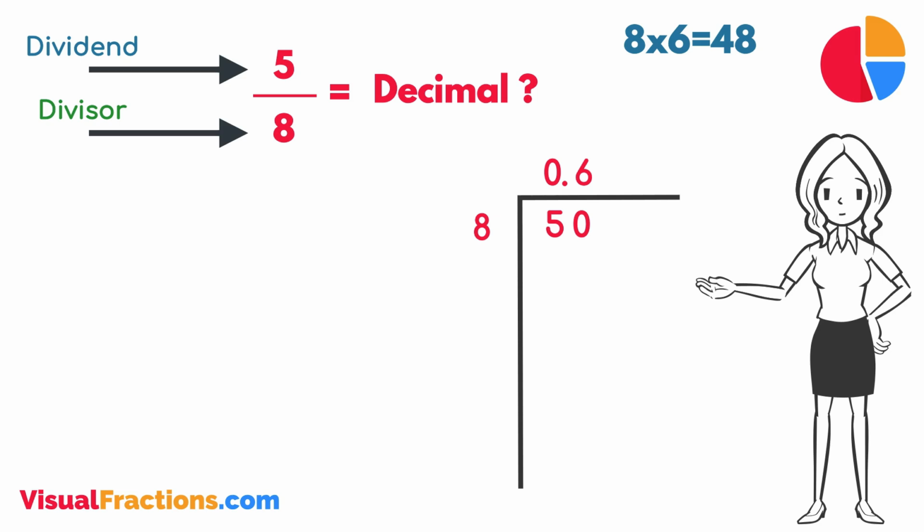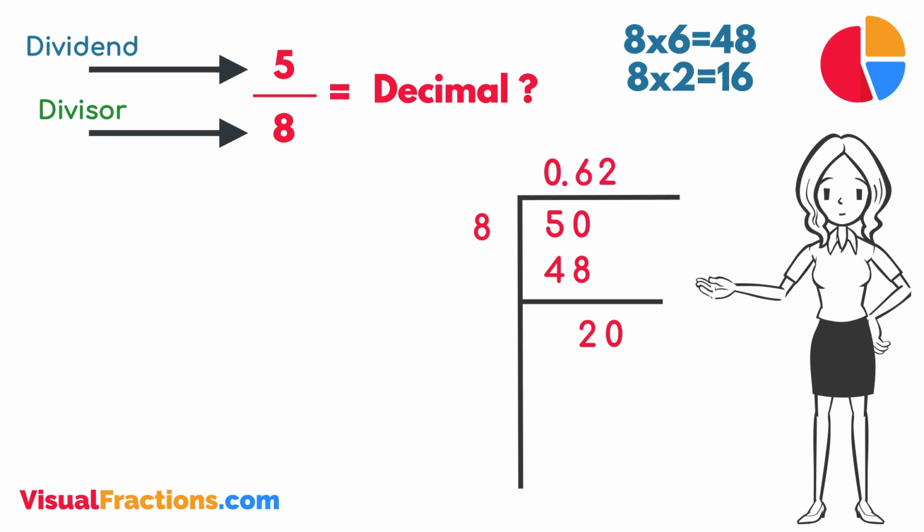Multiplying 6 by 8 gives us 48. When we subtract 48 from 50, we get a remainder of 2. Next, we add another 0 to the remainder, making it 20. How many times does 8 go into 20? It goes in 2 times, which we write next to the 6 in our quotient, giving us 0.62.